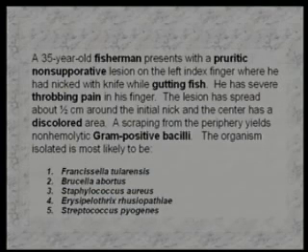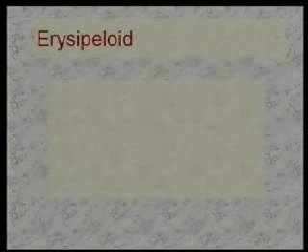Francisella, not likely, it's not fish. The fish gives it away. Brucella, again, the same reason. Staph aureus is really gram-positive. Erysipelothrix, possible, and Streptococcus pyogenes, not likely. So you narrow it down to almost Erysipelothrix.